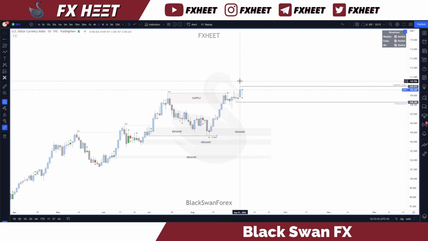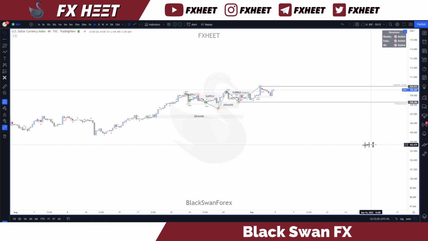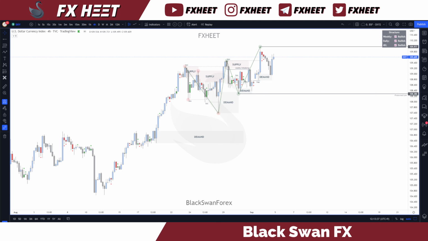We had that break, clear break of structure, one more pullback on Friday, coming back, retesting demand, and if I could take a guess, it just looks like it wants to continue up from here. And then let's have a look at the 4-hour time frame.